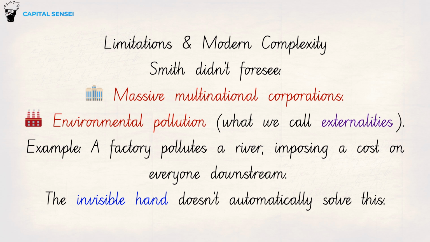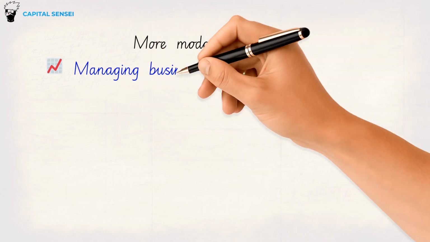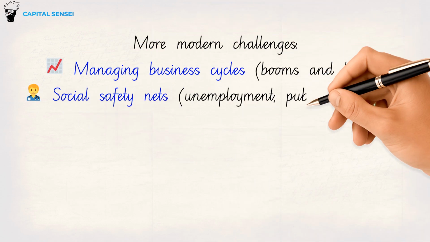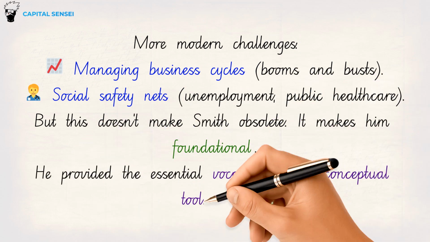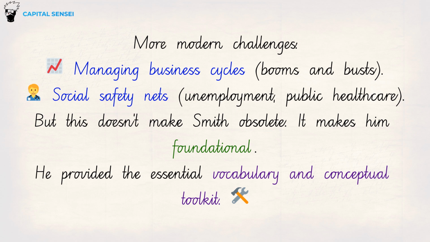A factory might produce cheap steel, which is good for its owners and customers, but if it pollutes the river, it imposes a cost on everyone downstream. The invisible hand doesn't automatically solve problems like that. Modern economies also deal with challenges like managing the business cycle, the booms and busts, and providing social safety nets like unemployment insurance and public health care, which go far beyond what Smith envisioned for the state.